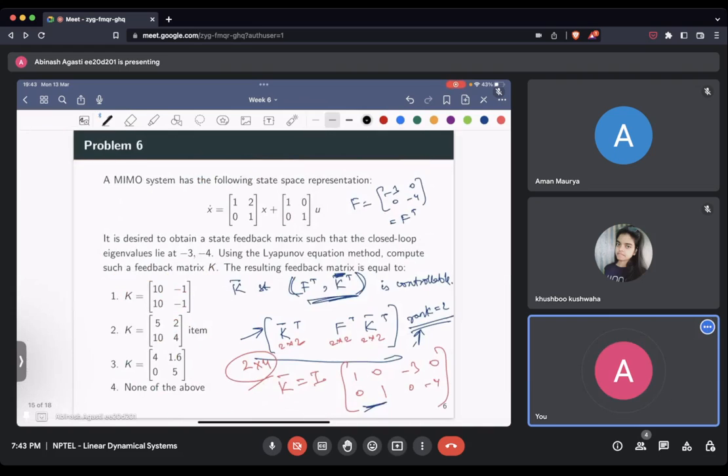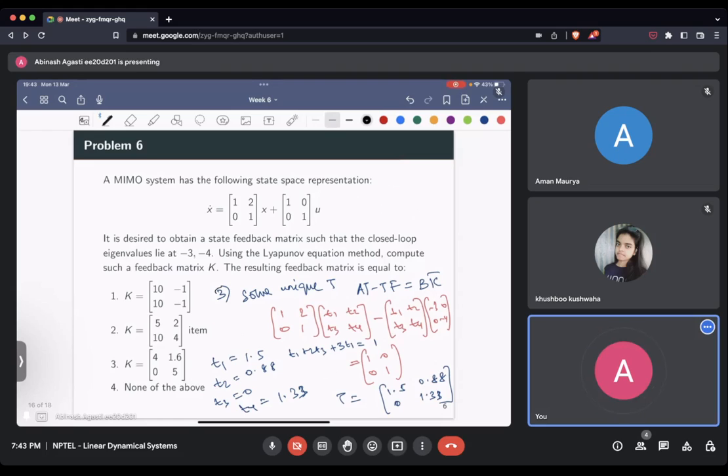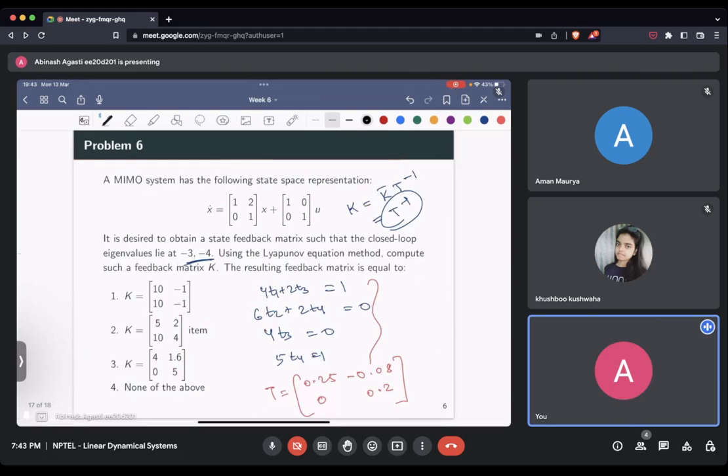Then next step is K bar: find K bar such that this thing is controllable, which we just took identity. Then third, solve for unique T satisfying this equation. And then finally, your K is given by K bar T inverse. Okay.